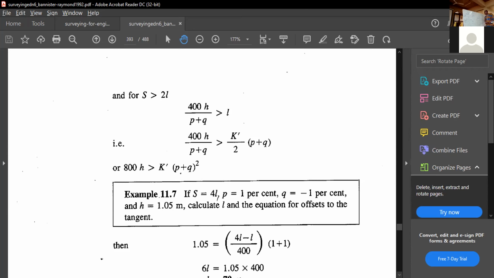Then we put in that formula and calculate L. L then is equal to S minus 400 H over P plus Q. Now remember that this is actually an algebraic sum. So we are looking at the value of P and Q. We are not doing 1 minus 1.